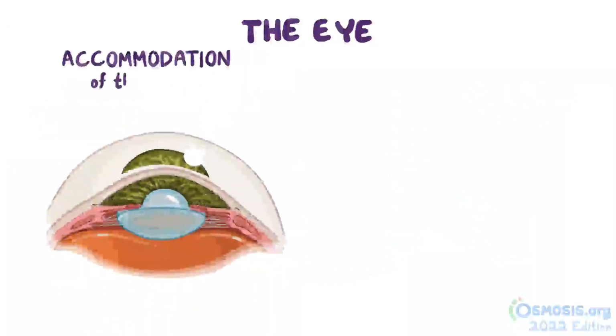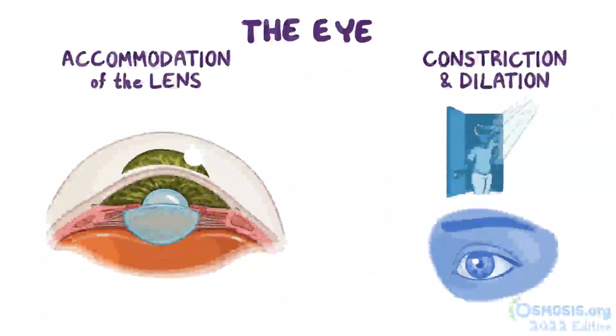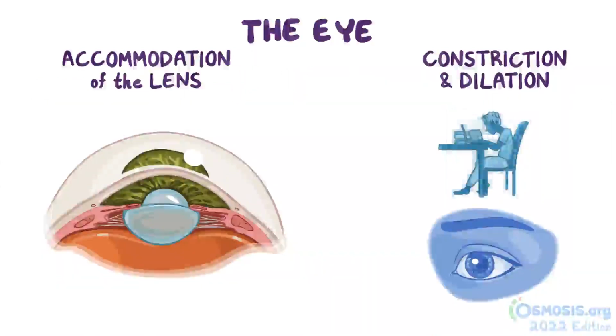The accommodation of the lens allows us to see closer objects clearly, and the constriction or dilation of the pupil allow us to adapt to light and dark environments, respectively.